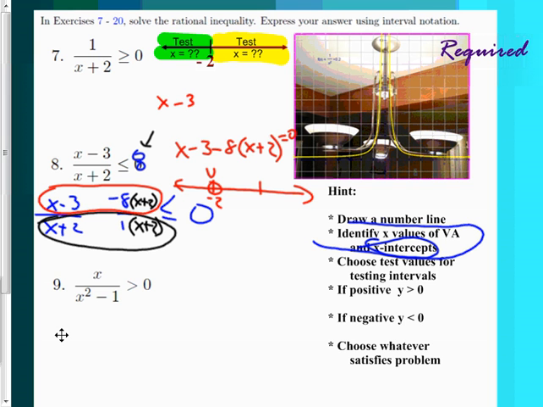x minus 3 minus 8x, careful with distributing this, minus 16 equals 0. And the -8x and the positive 1x makes -7x minus 19 equals 0. -7x equals positive 19, so x equals 19 over -7, or -19/7. Whew, ick. But I really don't even have to know what that decimal is. All I need to know is which side of -2 is it? Is that bigger than -2 or less than -2?